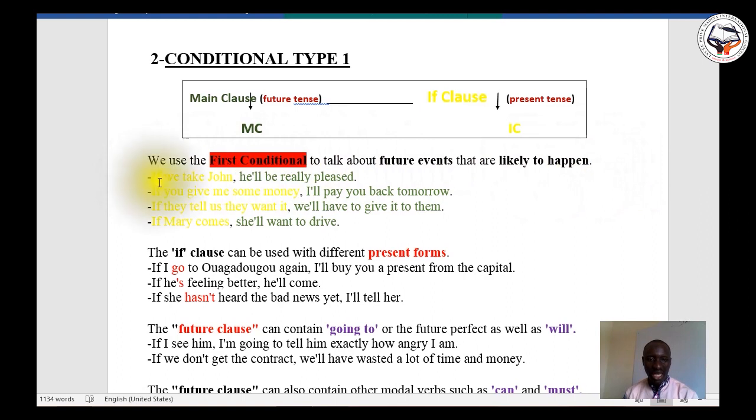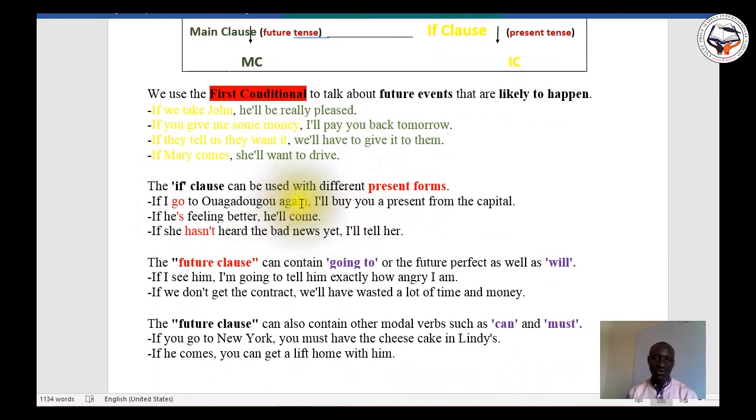Example: if we take John, he'll be really pleased. If you give me some money, I'll pay you back tomorrow. If they tell us they want it, we'll have to give it to them. If Mary comes, she'll want to drive. You see, very simple if you apply the rule.